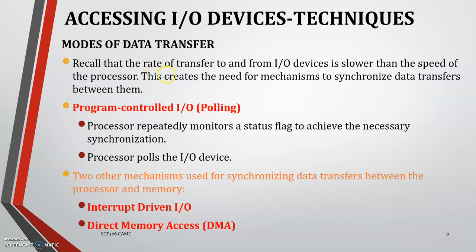Mode of data transfer: we recall that the rate of transfer to and from the input-output device is slower than the speed of the processor. So this creates the need for a mechanism to synchronize data transfer between them. The first one is program controlled I/O, that is the polling method. That means the processor repeatedly monitors the status flag to achieve the necessary synchronization. The processor polls the I/O device. Two other mechanisms used for synchronizing data transfer between the processor and the memory are interrupt driven and direct memory access. Here, the first one is the polling method.